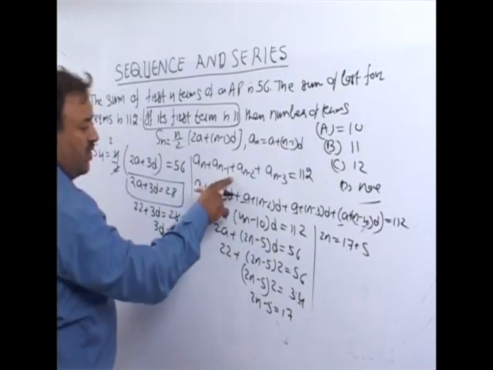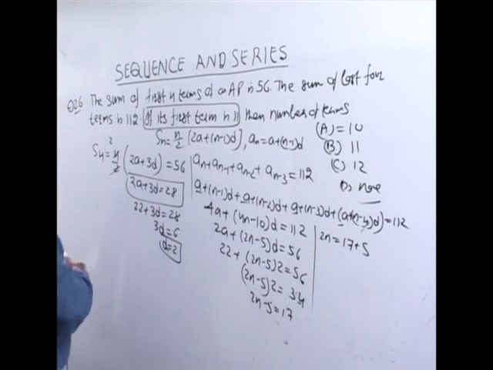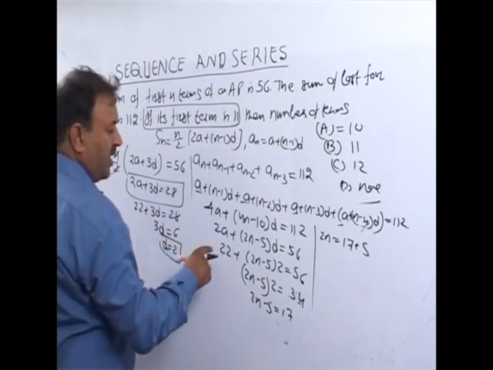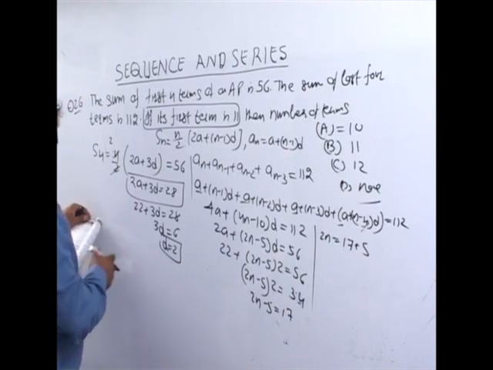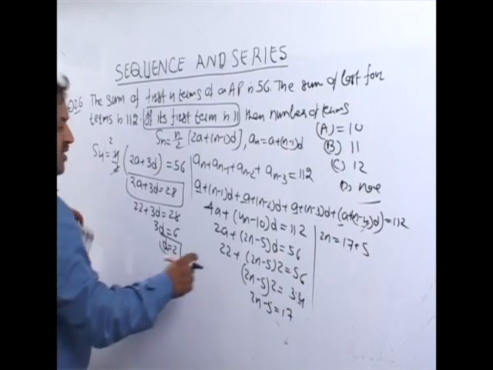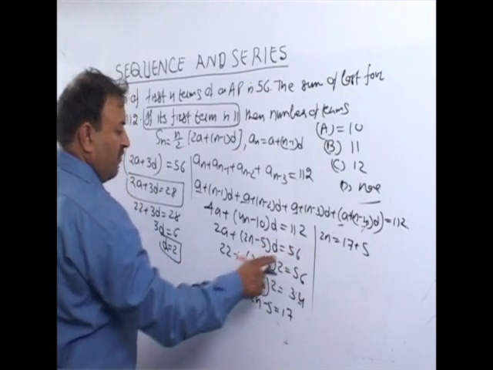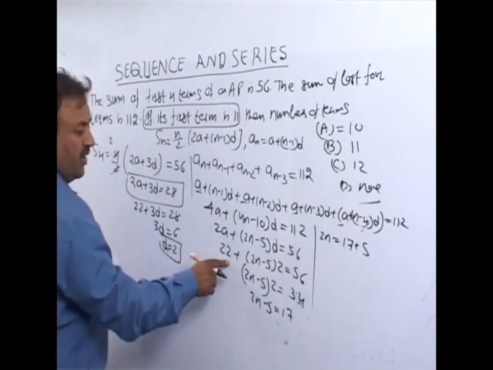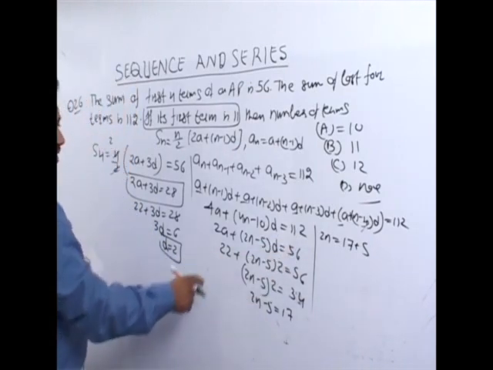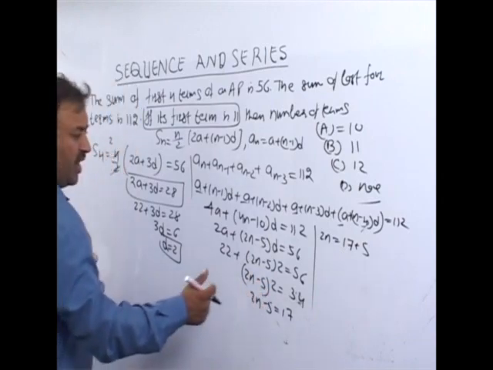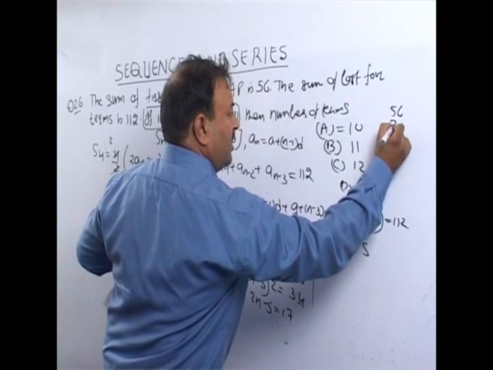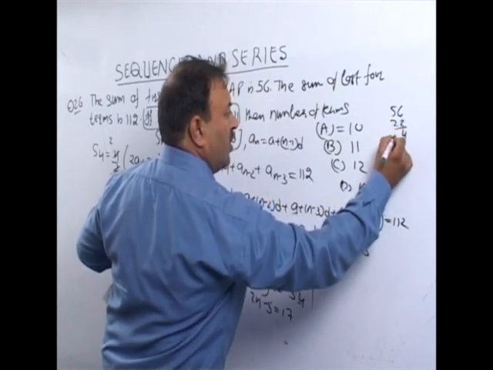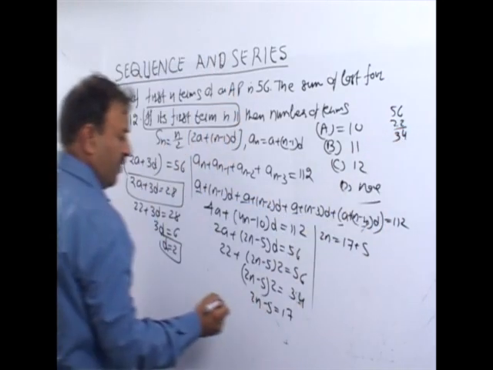Now we just check it out over here. It comes out to be 4a plus 4n minus d. It is 112, 56, 56 minus 22. We just divide it over here and check. It comes out to be 56 minus 22, which is 34.